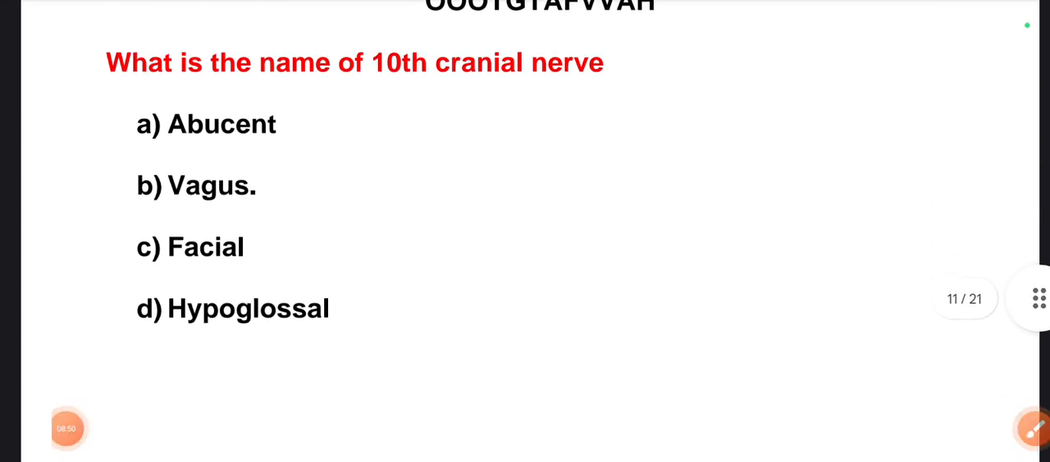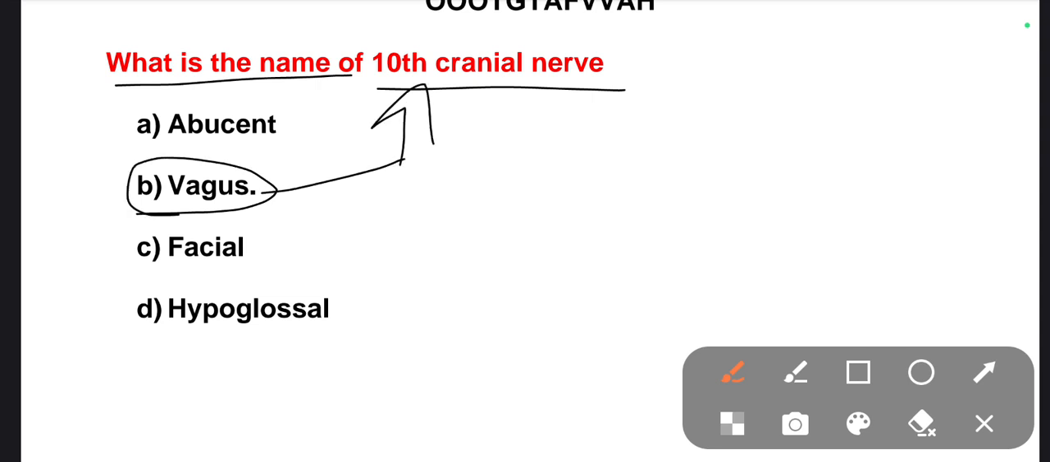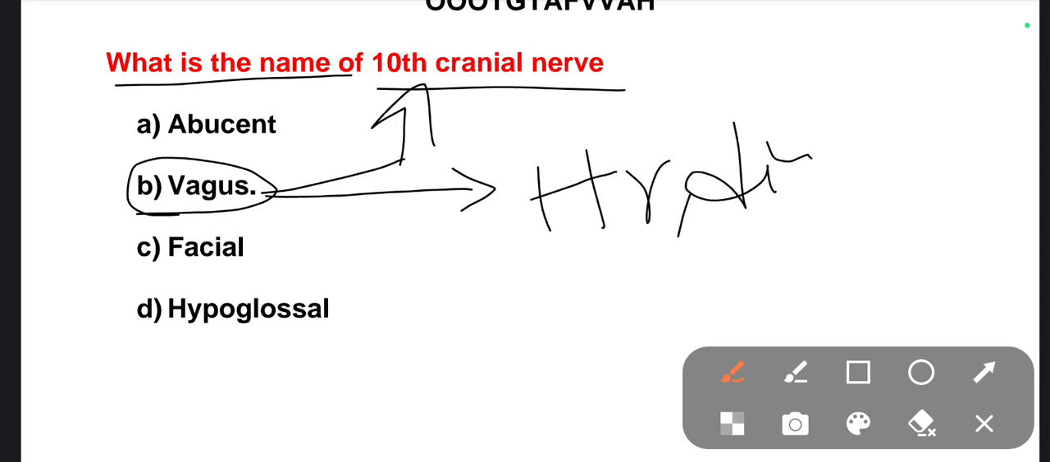The next question is, what is the name of the 10th cranial nerve? You may give the answer. That is the vagus nerve. So the vagus nerve is the 10th cranial nerve. The vagus nerve is responsible for the heart rate and digestion.